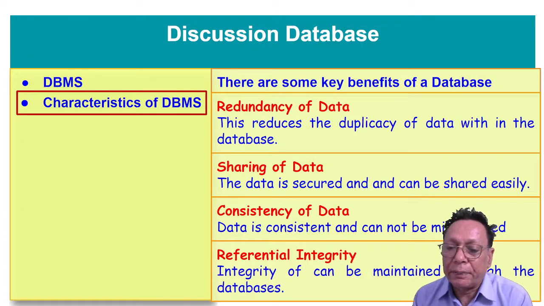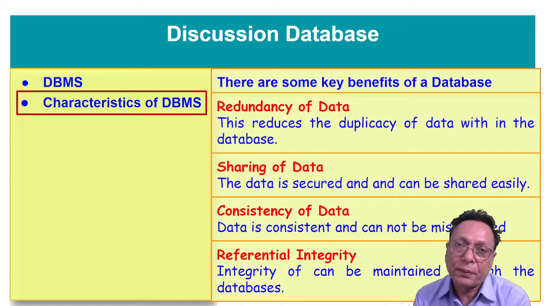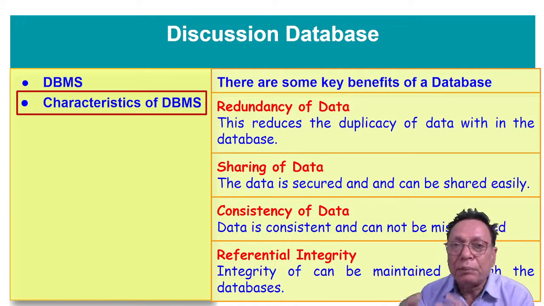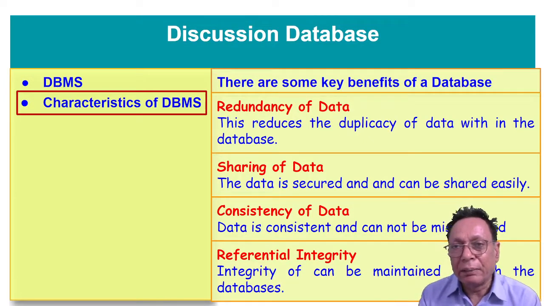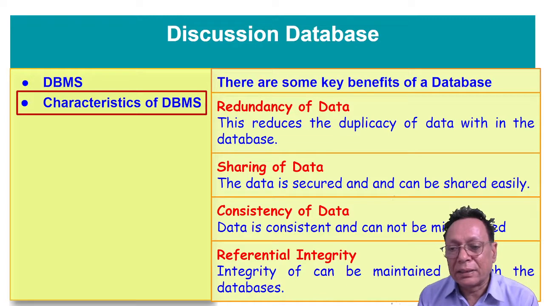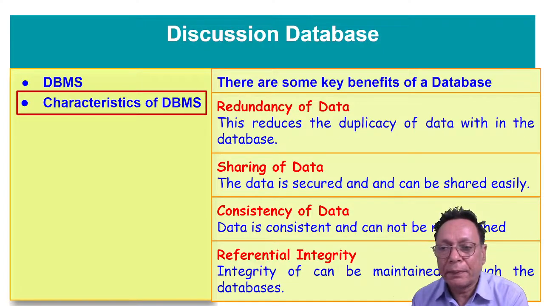Referential integrity. Integrity can be maintained through the database. If you are using multiple tables, integrity is maintained. You can use the primary key and the foreign key, so that data can be connected or related. And it performs the complete referential integrity, right?